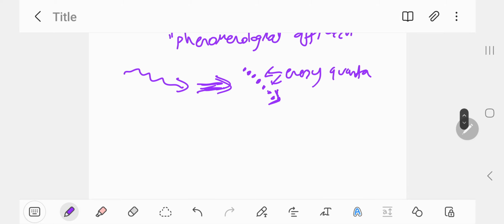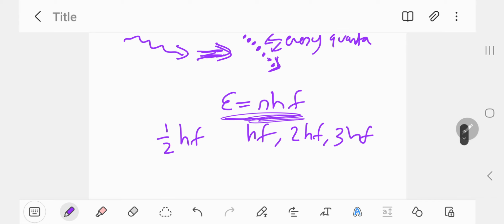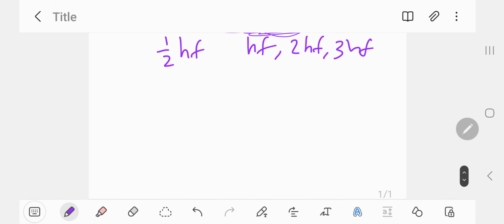Okay, E equals nhf. So he believed that this applied to all forms of light. Okay, and you couldn't have half an hf. You can only have whole number packets of energy: hf, 2hf, 3hf. n is an integer. And so Einstein therefore believed that all light and electromagnetic radiation travels in bundles of energy equal to this, nhf. And this was Einstein's picture of the photoelectric effect.